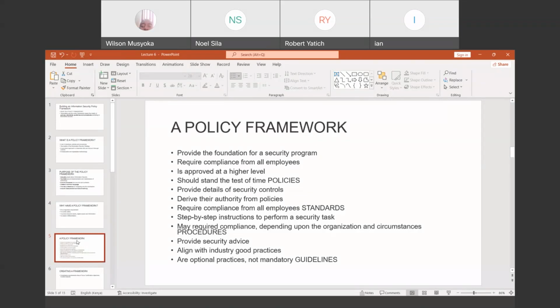So this policy framework, how is it going to help us? It's going to provide the foundation for a security program. It also requires compliance from all the employees. So it's like a checking technique, because it will require everybody to adhere to that. Then it is approved at a higher level, meaning that it has what we call management support.